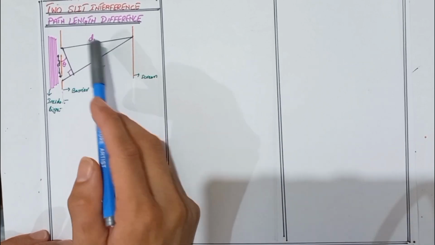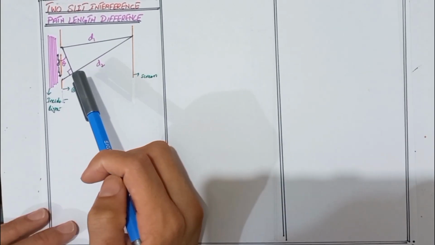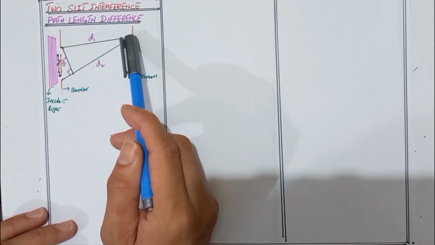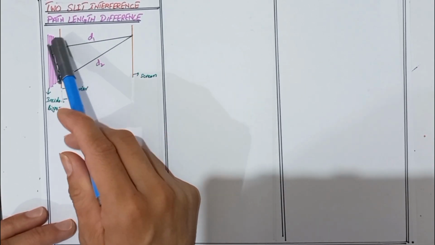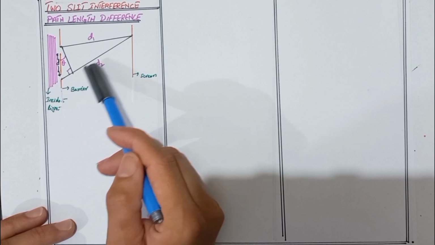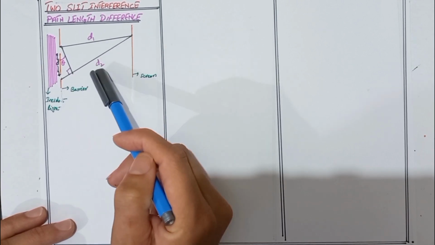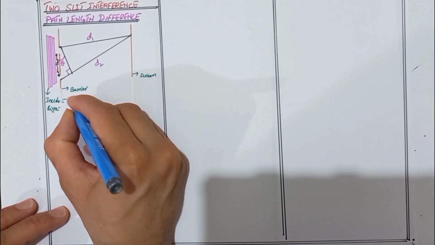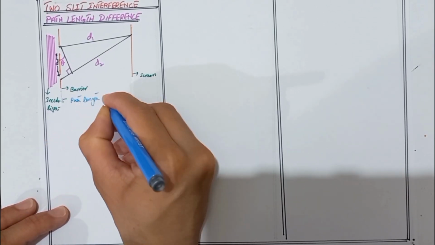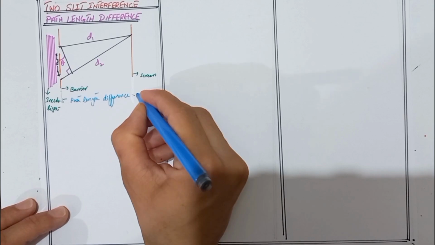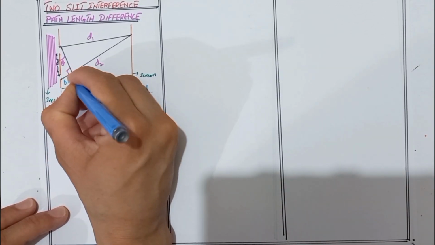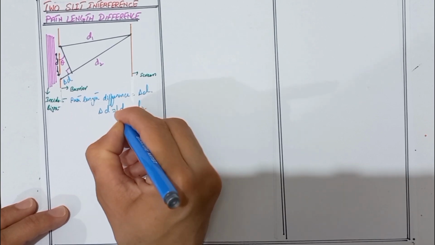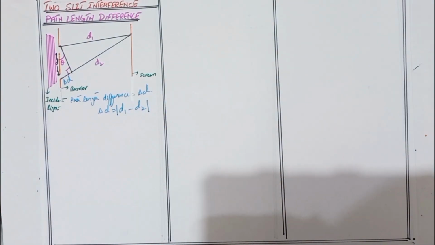Now we introduce the concept of path length difference in two-slit interference. To find the path length difference, here we take the triangle. If d1 is the distance traveled by the light coming out of the first slit, and d2 is the distance traveled by the light coming out of the second slit, then the path difference is just the absolute value of the difference between these two distances. So here we write the path length difference is denoted by delta d, and delta d is equal to the absolute value of d1 minus d2.